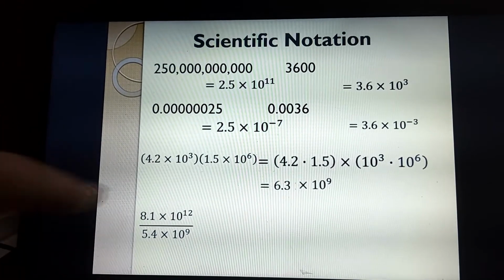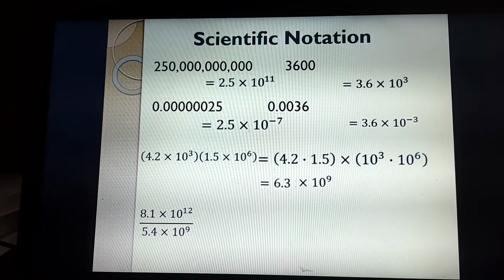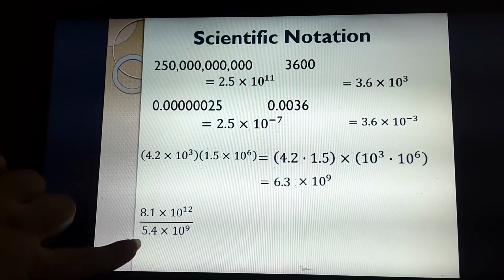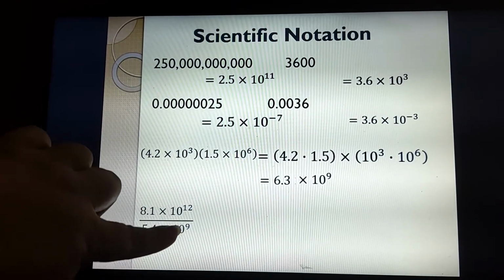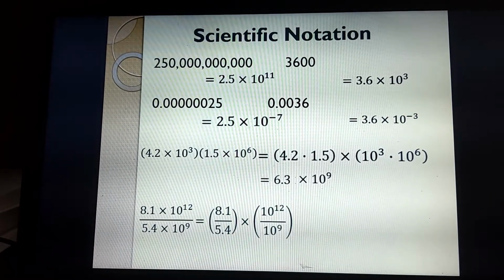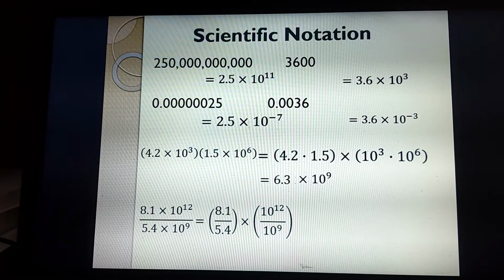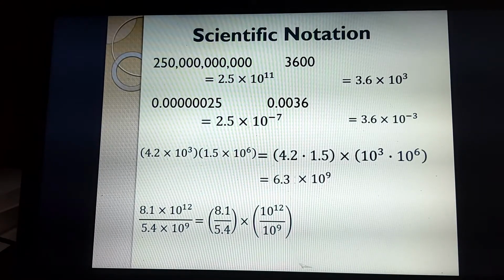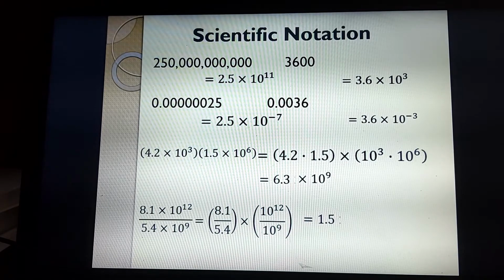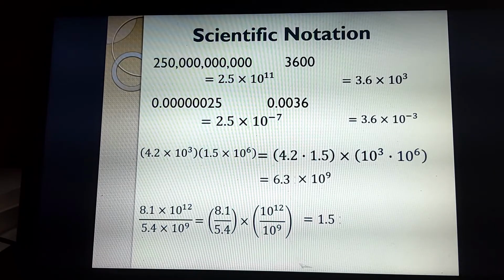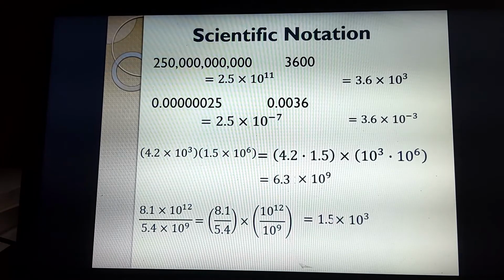Okay, now this problem down here is division. But it's going to work the same way. I'm going to divide the whole numbers, and I'm going to divide the tens with the powers. So now you're going to put 8.1 divided by 5.2 in your calculator, and you get 1.5. And then we're going to do 10 to the 12th over 10 to the 9th. I have the same base 10. I'm dividing them. So I keep the 10. I subtract the exponents. 12 minus 9 is 3. So I get times 10 to the third.